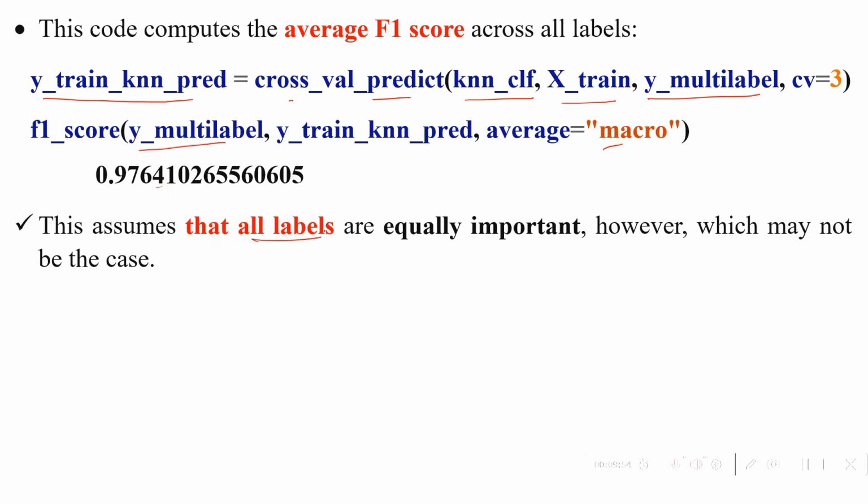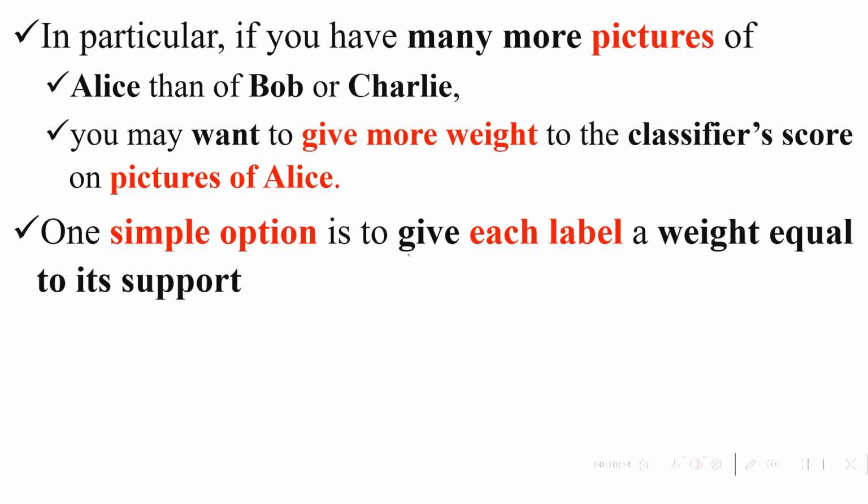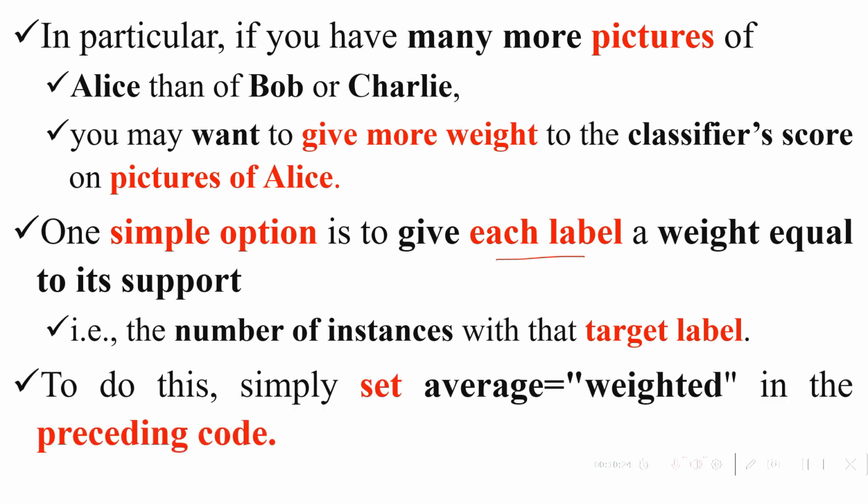Okay, that assumes that all the labels are equally important. However, that may not be the case. In particular, if you have many more pictures of Alice than Bob or Charlie, you may want to give more weight to the classifier's score on the pictures of Alice. One simple option is to give each label a weight equal to its support, that is, the number of instances with that target label. To do this, simply set average equal to weighted in the preceding code.